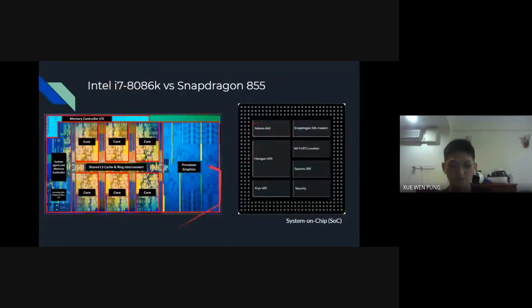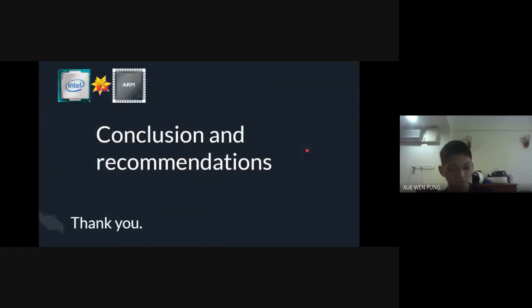Okay, in conclusion, both processors have their own advantages, and thus both processors are applied in different scenarios, such as the Intel i7 for desktops, whereas the Snapdragon 855 is for mobile devices. Our recommendation for each processor company is to reduce their manufacturing sizes to 5 nanometers and optimize the architecture as much as possible. And that is all from us. Thank you.